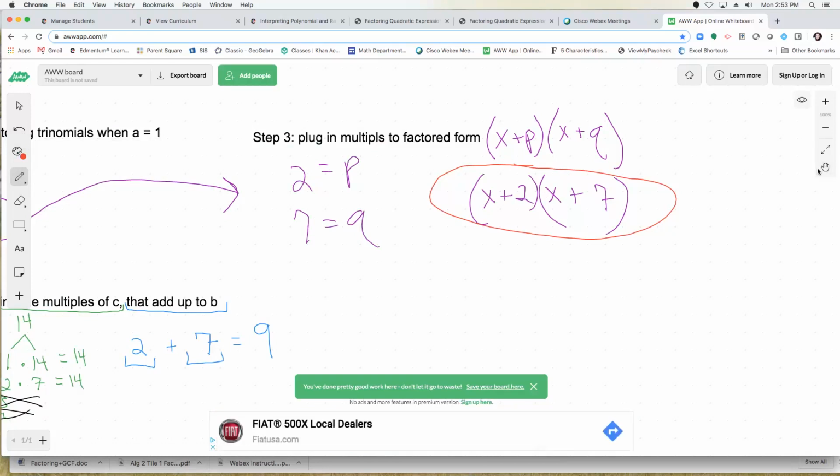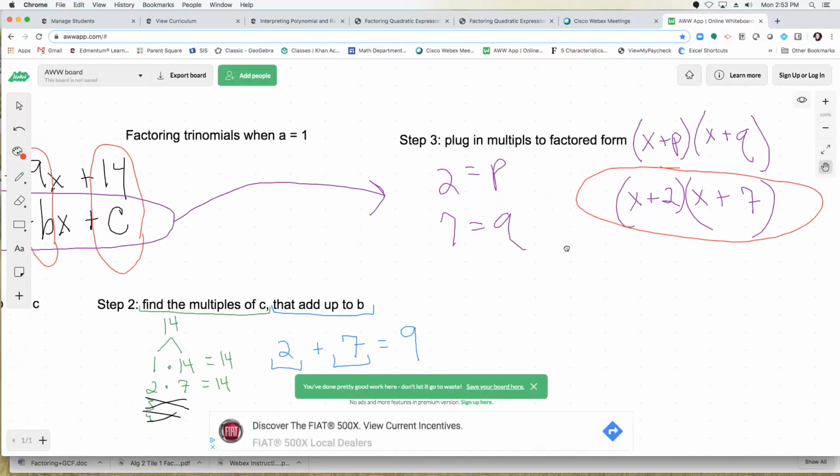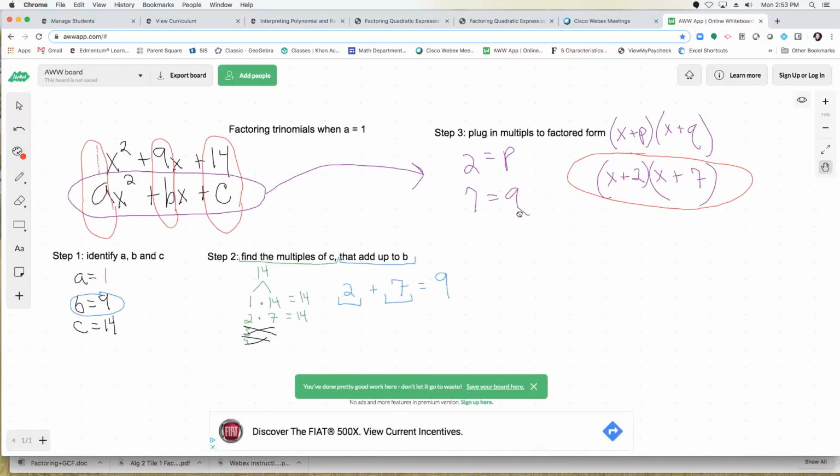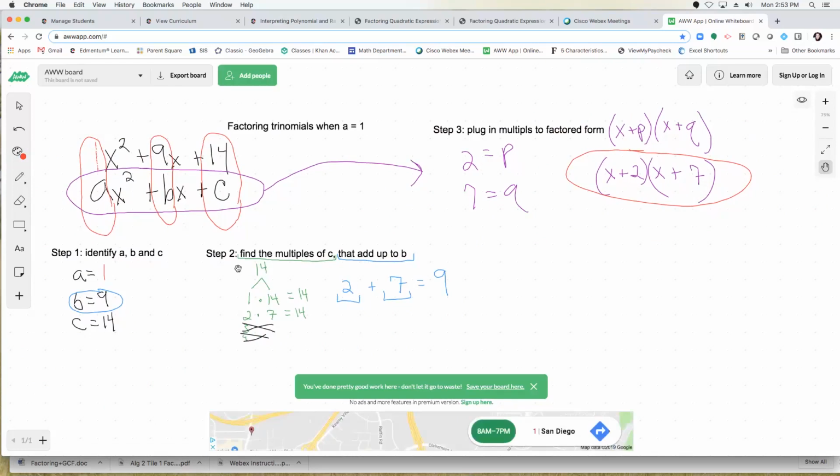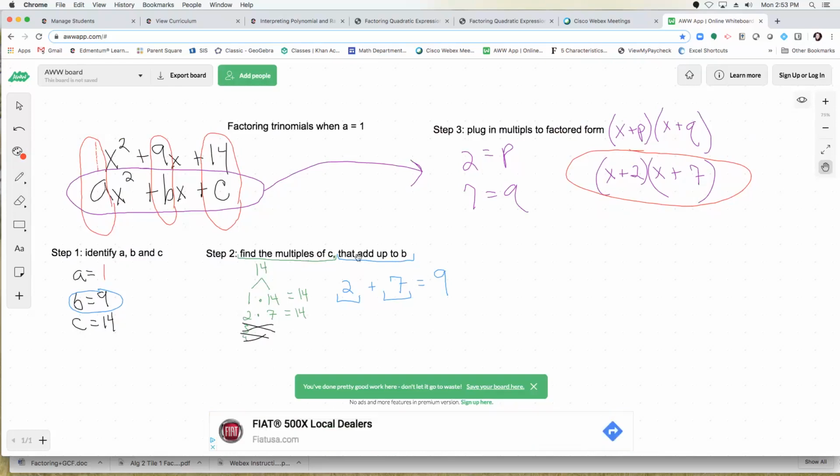So essentially you have 3 major steps in this. Step 1, identify a, b, and c. Step 2, find the multiples of c that add up to b. And step 3, plug them in. This is how we factor trinomials when a equals 1. There's a slightly different method for when a is not 1, when a is greater than 1, and we'll go over that next. But this is pretty much how you would do a trinomial with the leading coefficient of 1.